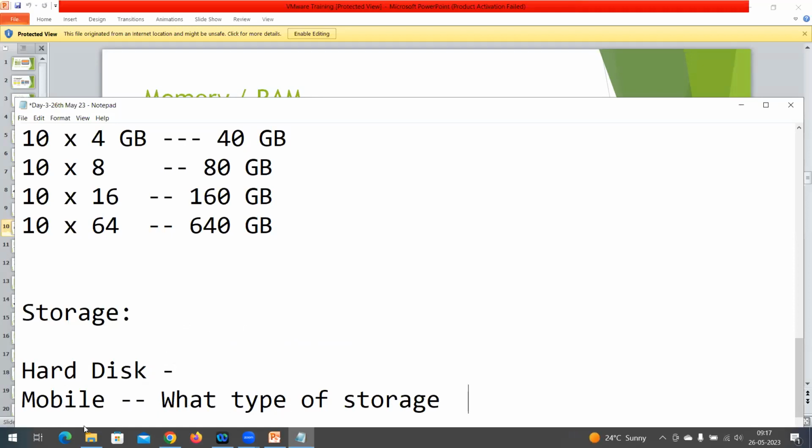Can anyone tell me what type of storage device is configured on your mobile? You can unmute yourself and speak up. Can anyone?